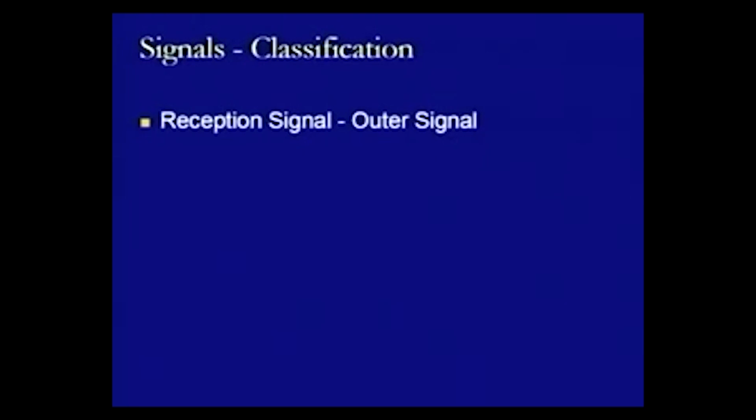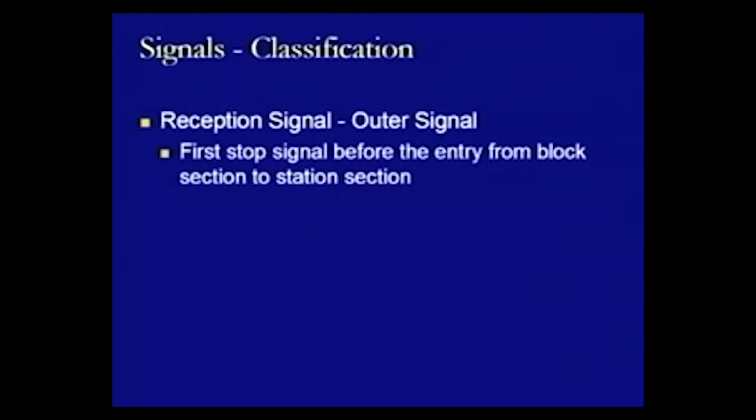Now, in the case of this reception signal, if we look at the outer signal, then the outer signal is the first stop signal before the train enters from the block section to the station section. So far the train was in the block section, it was controlled by the stop semaphore signal and Warner signal. But as soon as it starts coming into the station section, at that point of time a signal is provided. And this signal, because it is just at the outer periphery of the station section, is termed as outer signal. You must have heard this many times when traveling by train, that the train is being stopped at outer.